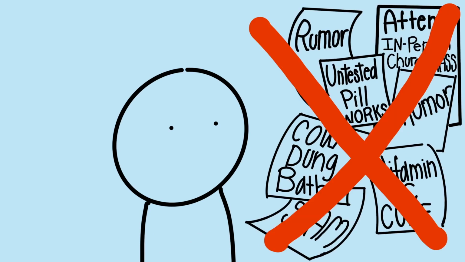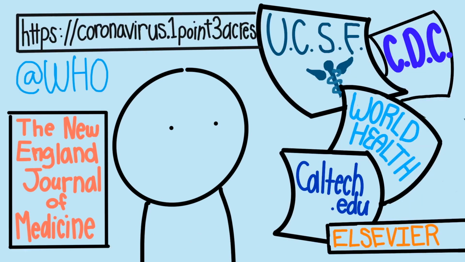Check the sources and never take anyone's word for it. Don't even take my word for it. Look up the facts and numbers yourselves. Use reliable sites like the World Health Organization WHO, university articles and videos like UCSF and Caltech.edu. Use data visualization maps like coronavirus.1point3acres or the raw data itself from the CDC.